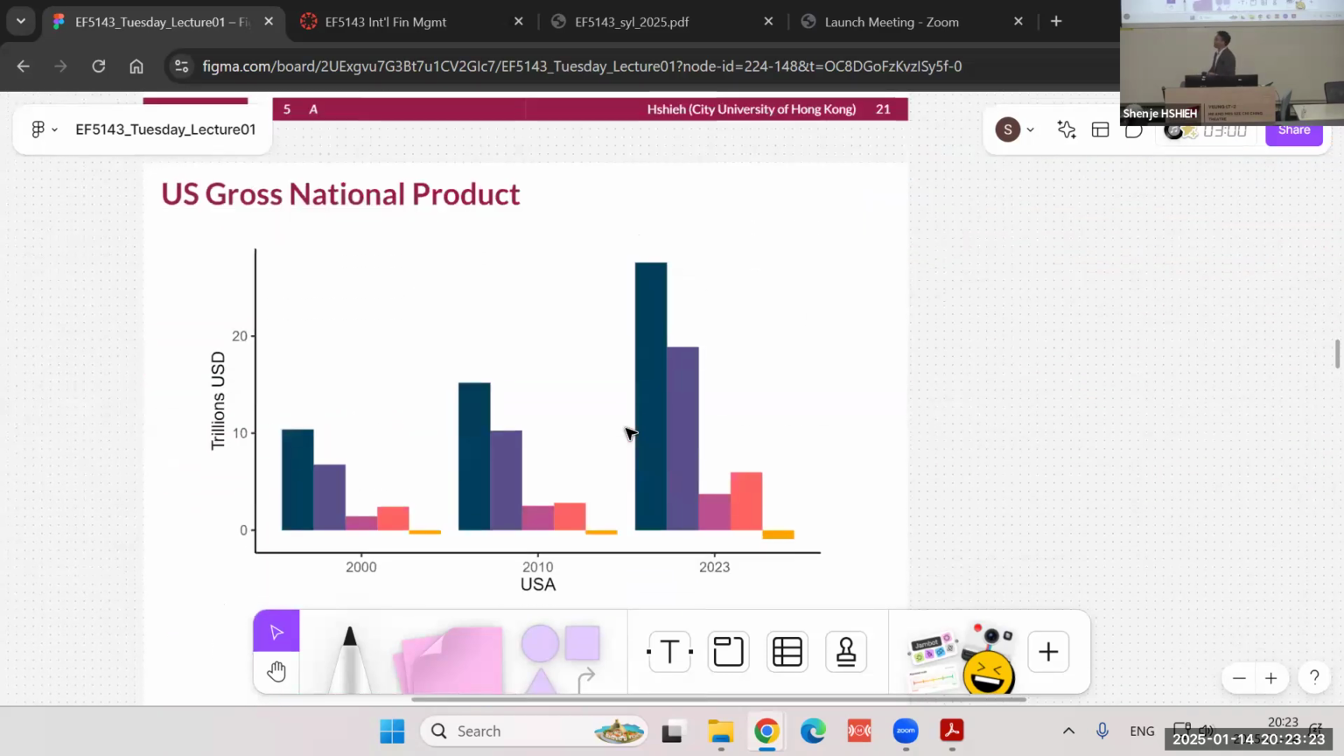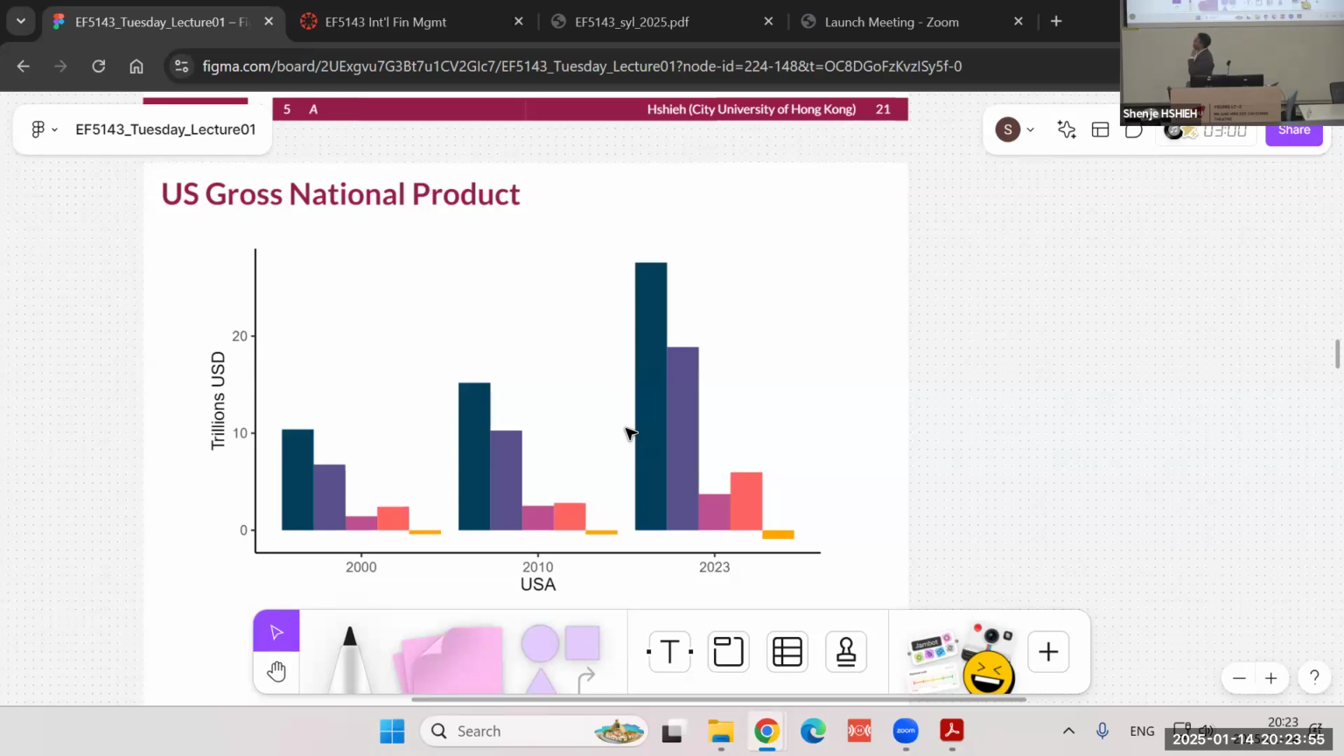All right, so let's take a look at three different sets of countries to see how they evolve over time. So here I have the U.S., or United States as a country. I have three dates for you: 2000, 2010, and 2023. We're looking at GNI or GNP here. The y-axis is trillions of US dollars, so that number doesn't matter. You should just look at the pattern over time.